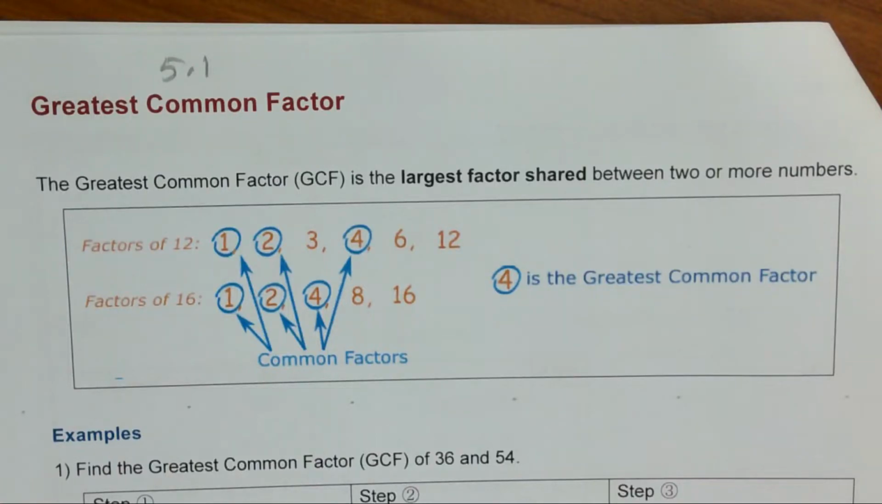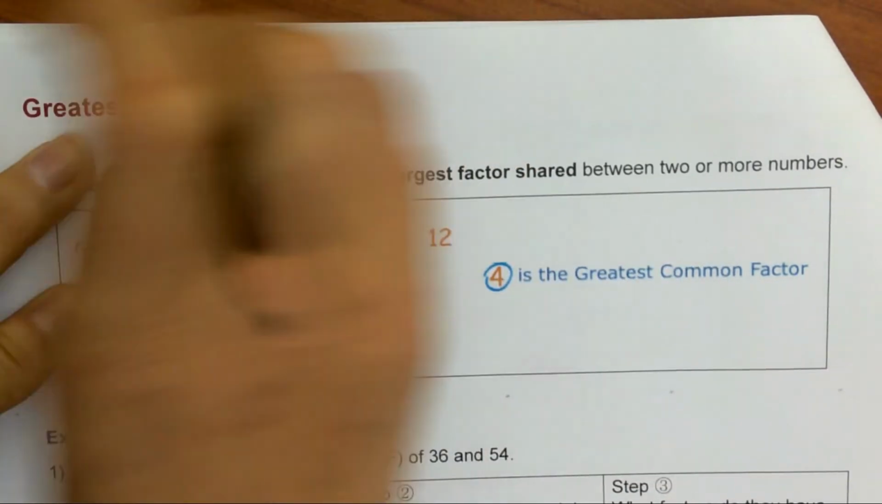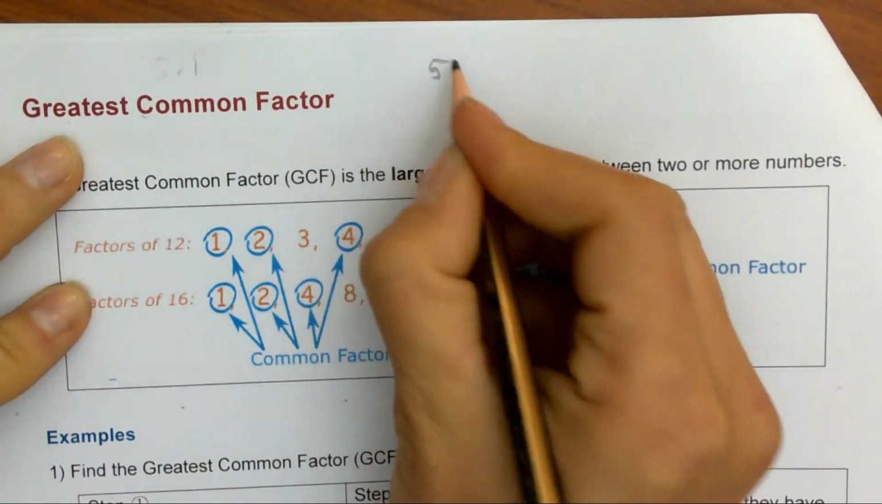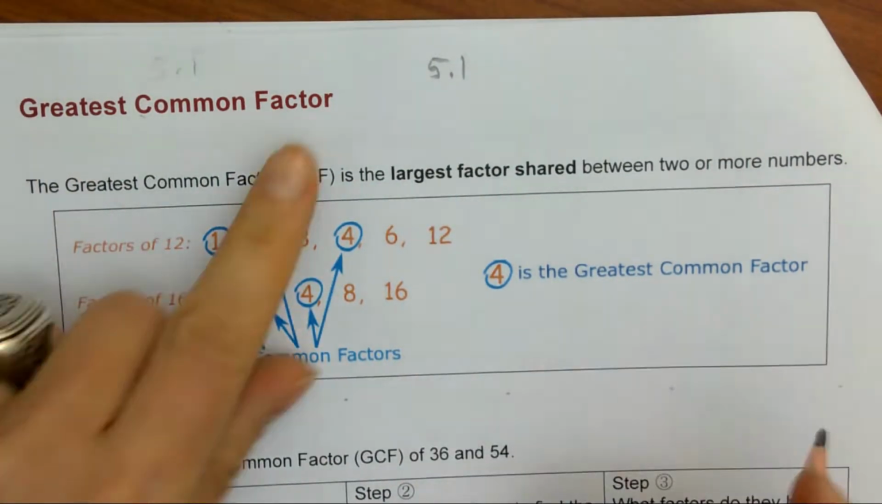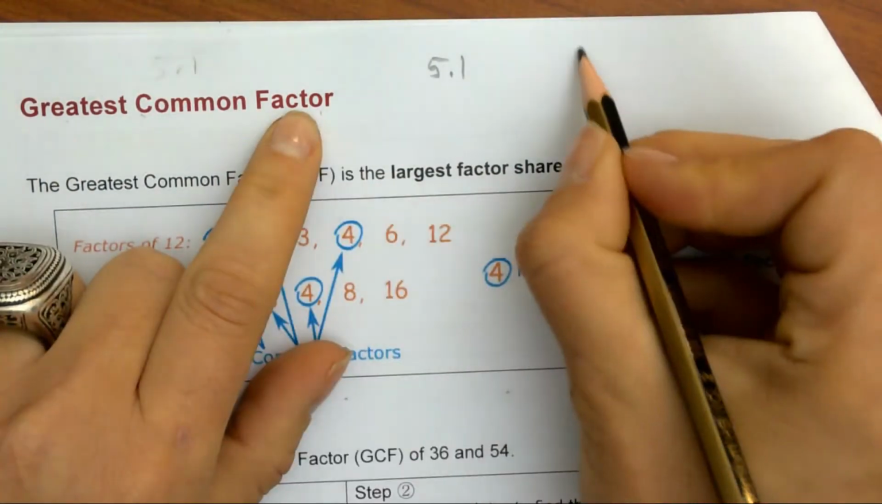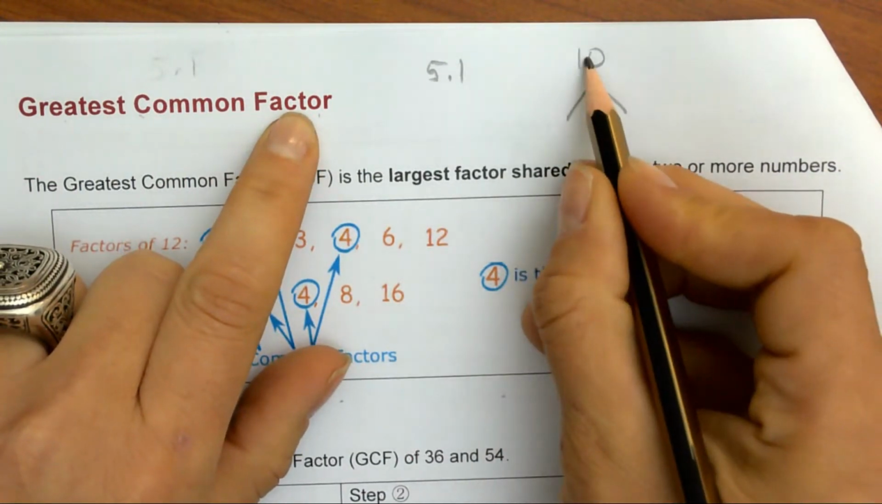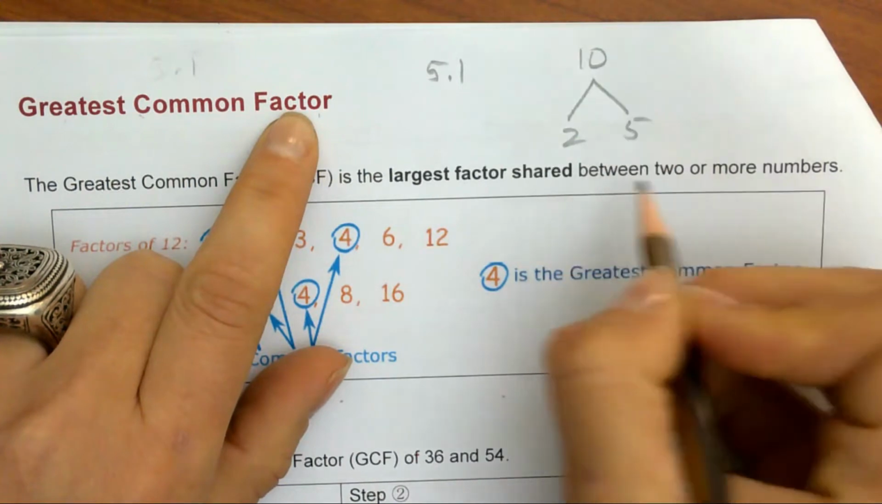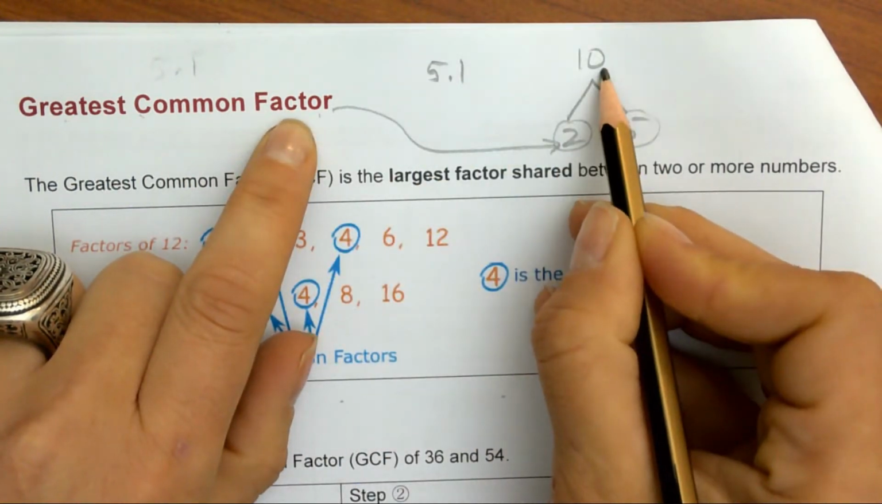Okay, so we're still doing 5.1 and we're doing the greatest common factor. So first we need to do a little bit of vocabulary. So remember factor. If I have 10, the factors of 10 are, well, what times what is 10? 2 times 5 is 10. So 2 and 5 are factors of 10.